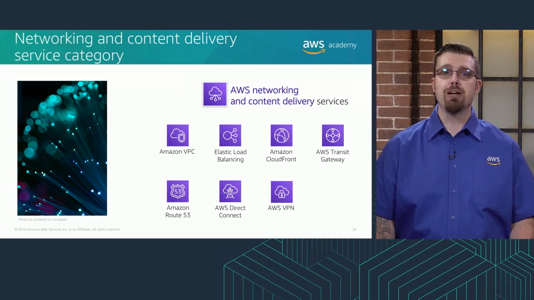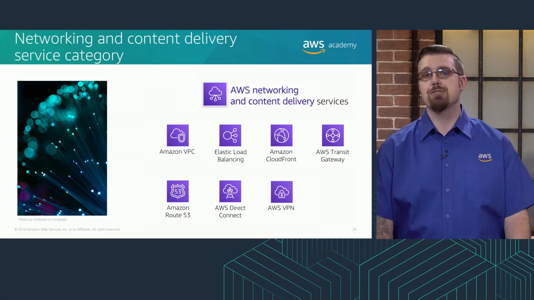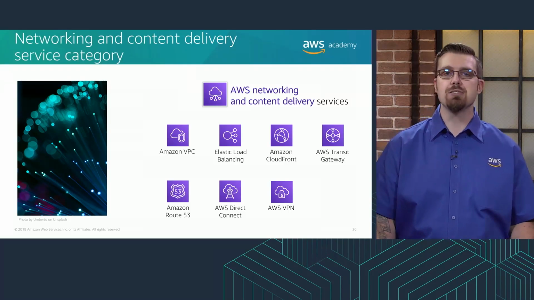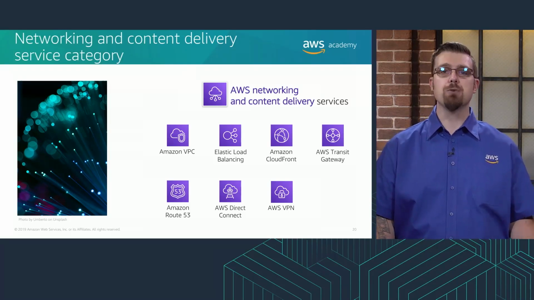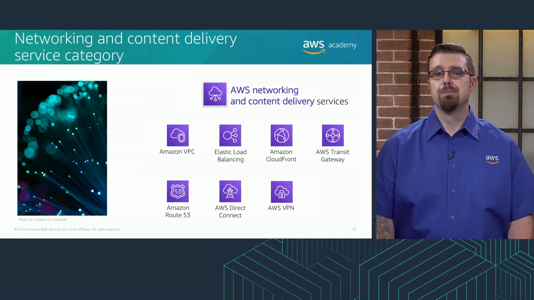Next, we have Amazon Route 53, a scalable cloud domain name system web service designed to give you a reliable way to route end users to the internet applications. It translates URLs into the numeric IP addresses that computers use to connect to each other.